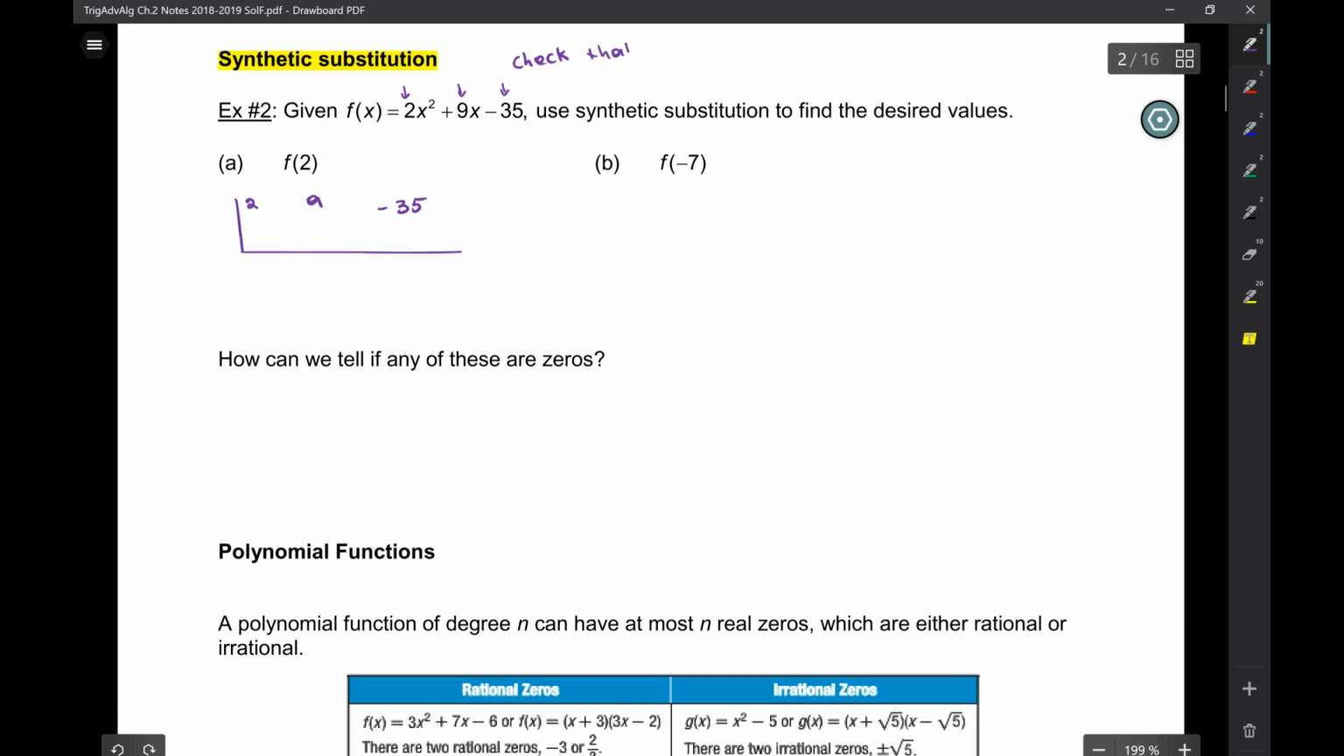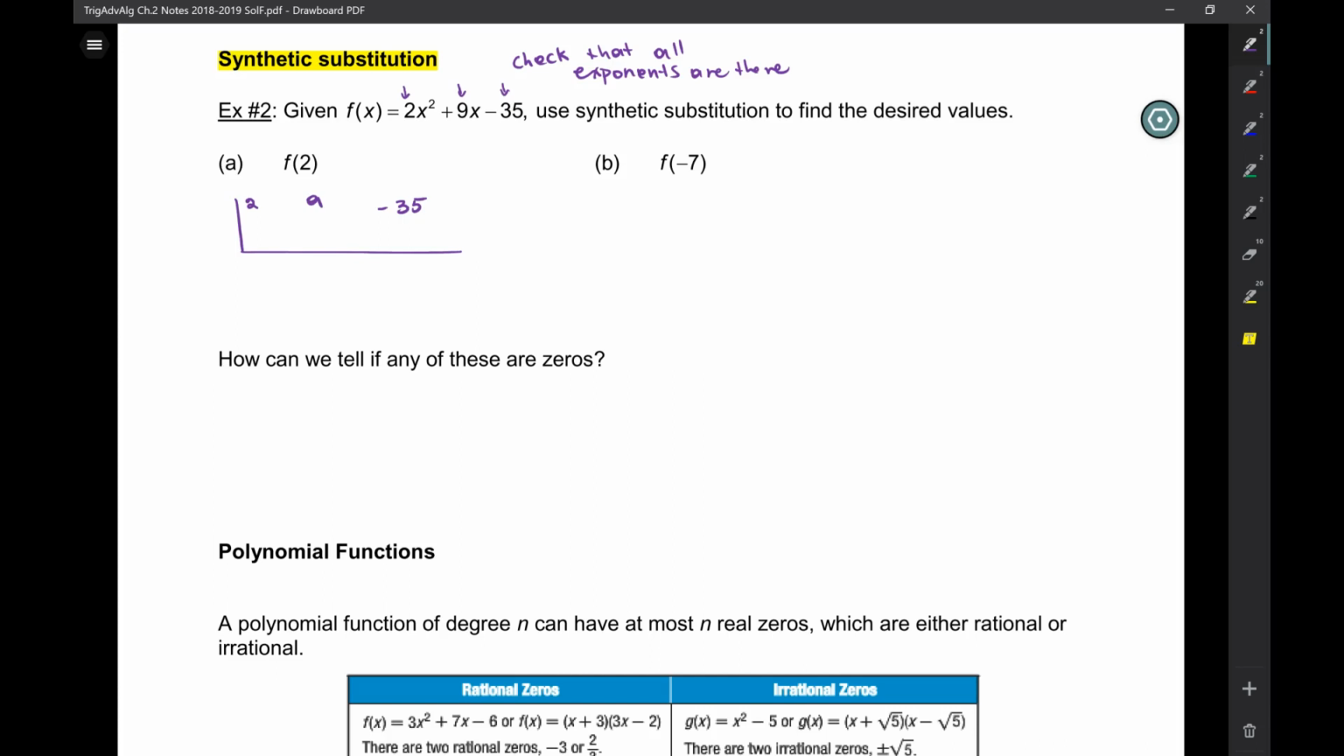that all exponents are there, which means what's the highest exponent in that function? It's a 2. So all the exponents starting with a 2 and going down to 0 should show up. That means 2, 1, 0. So I have an exponent of 2, 1, 0. I'm good. And these coefficients should be in the same order as that.